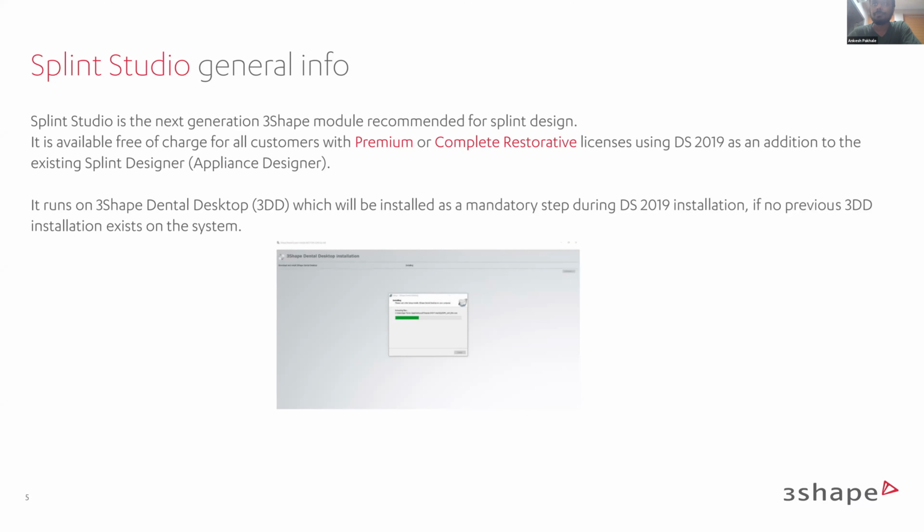All right. So here, if you see on the screen, I will be sharing the software as well, so I can tell you how you can check this module in your software. If you have Dental System 2019 or above, of course, 2019 is the only version released for all end users. 2020 is going to be released around May 2020. So of course, if you have Premium or Complete Restorative, then definitely you can use it.